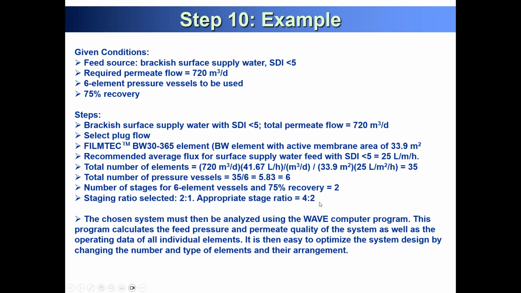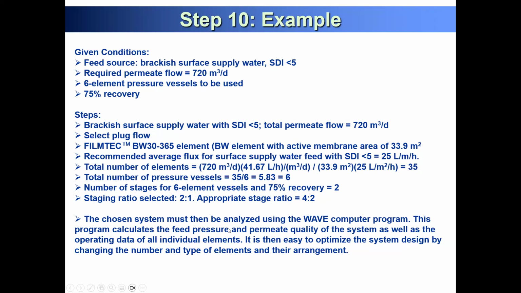So 4:2. In the first stage we put 4 pressure vessels, and in the second stage we put 2. So you have a first stage, second stage, and a total of 6 pressure vessels, so that you get the 4:2 ratio. This is how you can start in terms of your water capacity, water recovery, membrane, and number of pressure vessels.